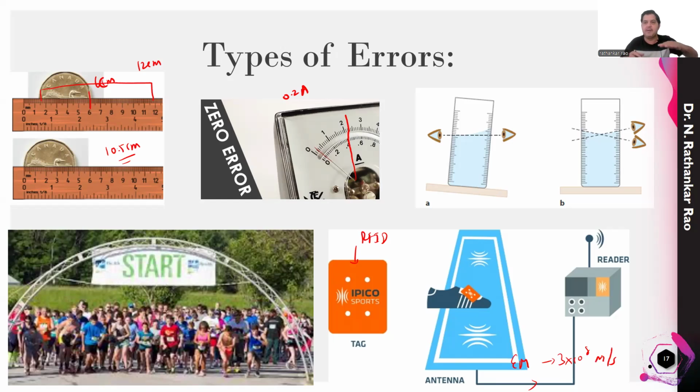So therefore, if someone has not stamped the mat, he has just kept his leg, he's hovering his leg, and the other one has already stamped into it, definitely the one who has stamped on it will be the winner. So these are the different types of errors which we have and how to overcome it. We have seen this also.